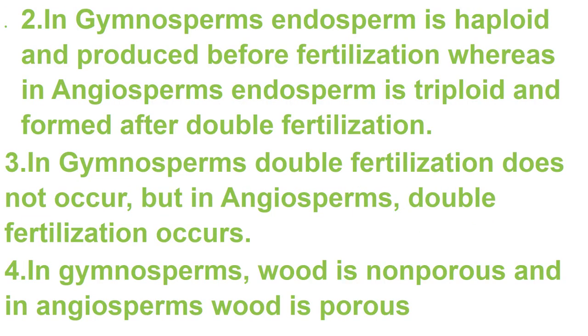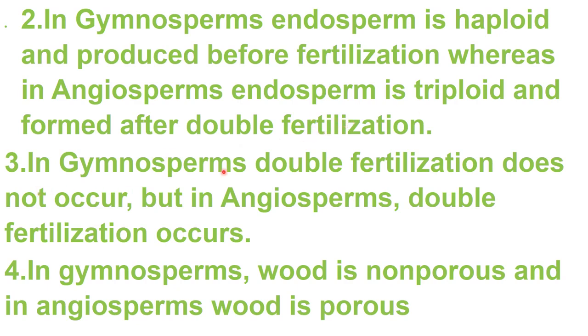Then the second point is, in gymnosperms, endosperm is haploid and produced before fertilization. I hope you remember about the endosperm, the structure that provides nutrition to the developing zygote, right? So in case of gymnosperm, that endosperm is haploid and it is produced before the fertilization. But in case of angiosperm, endosperm is triploid and it is formed after the double fertilization, right? In angiosperms, it is formed by fusion of one male gamete with two polar nuclei, means by triple fusion, and it is a triploid structure, right? So this is also a difference.